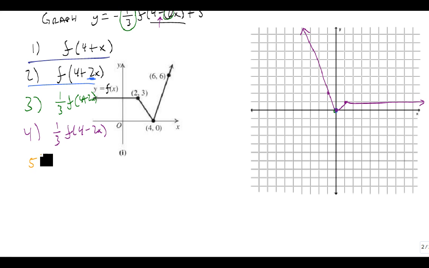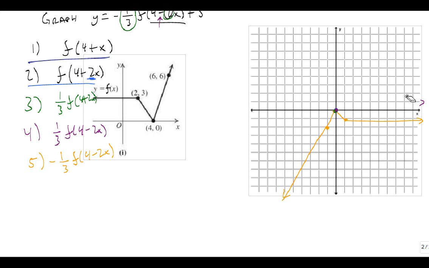Now we need to reflect on the outside. So for step 5, we're going to do minus 1/3 f of 4 minus 2x. And since it's a negative, that means this point actually goes down. This point goes down, and all of these over, and now it looks like this. So that's my vertical reflection.